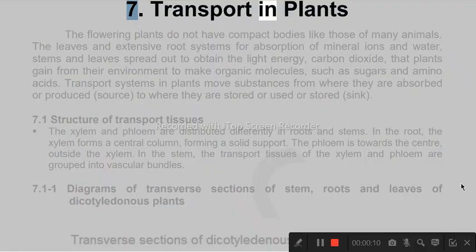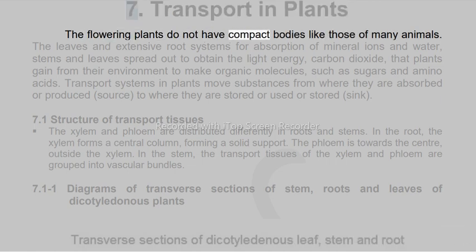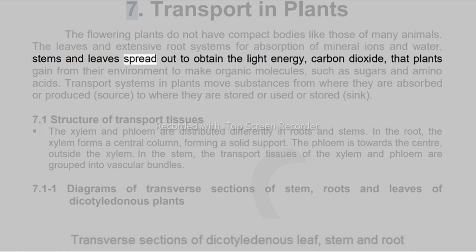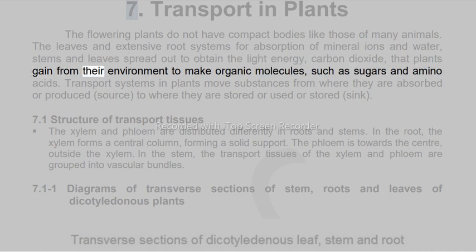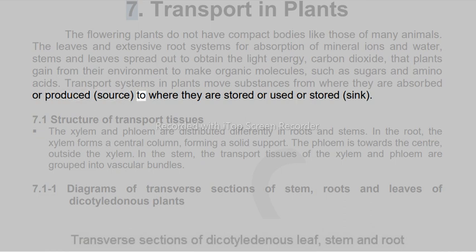7. Transport in plants. The flowering plants do not have compact bodies like those of many animals. The leaves and extensive root systems are for absorption of mineral ions and water, and stems and leaves spread out to obtain the light energy and carbon dioxide that plants gain from their environment to make organic molecules, such as sugars and amino acids. Transport systems in plants move substances from where they are absorbed or produced, the source, to where they are used or stored, the sink.